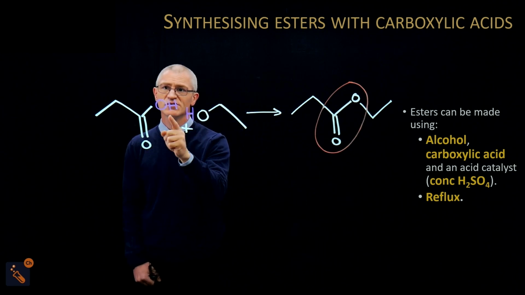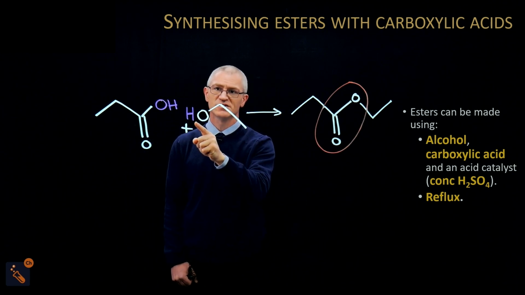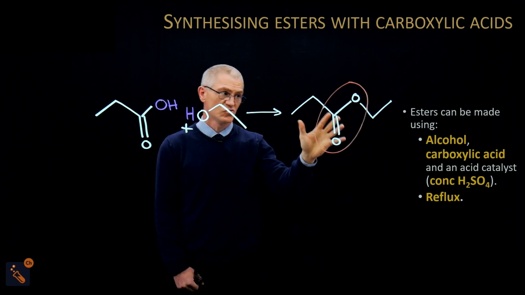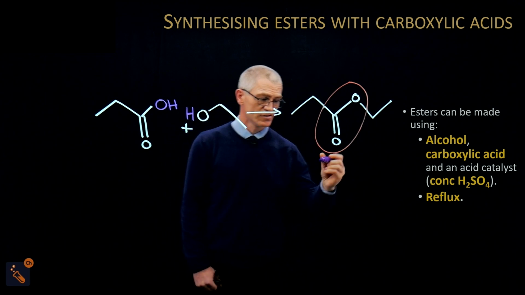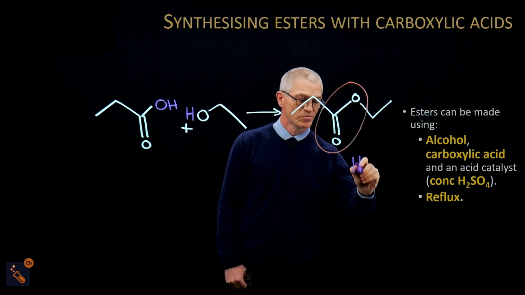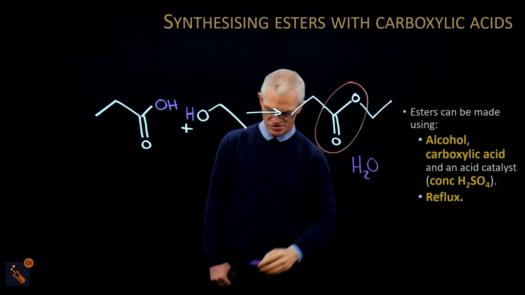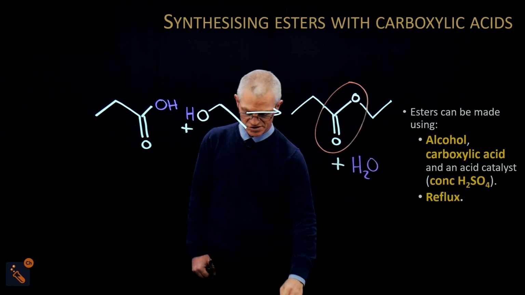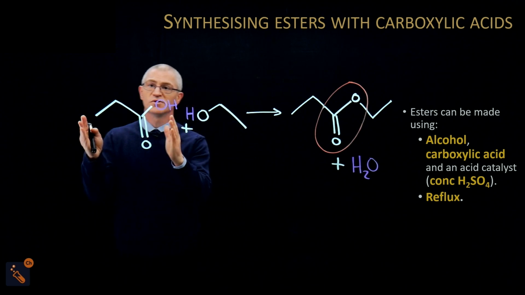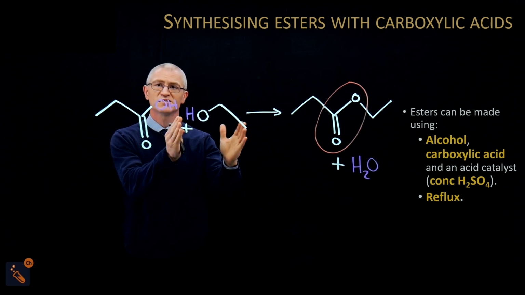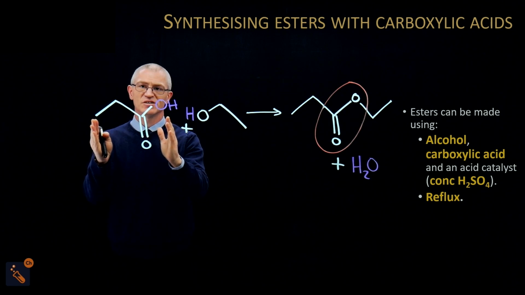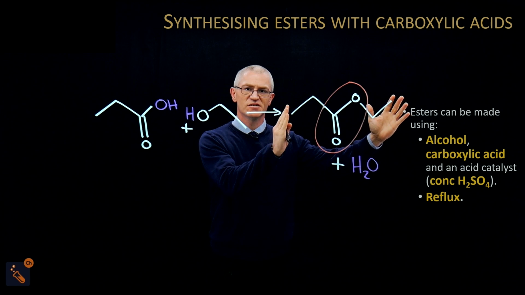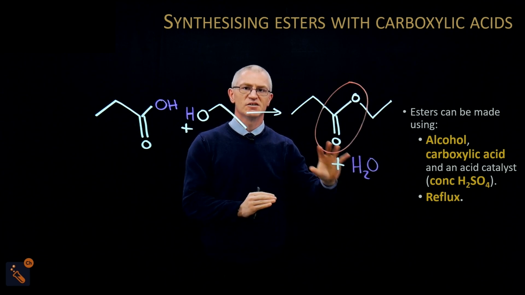Now if I look here, I've still got the OH and the H, and they are not part of this molecule, and therefore they are also produced, but they bond together to make H2O. So our full equation is going to be your propanoic acid plus an alcohol, so a carboxylic acid plus an alcohol, goes to our ester, and this is our ester group, and then it forms H2O.